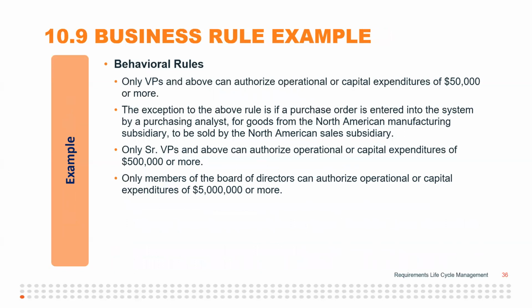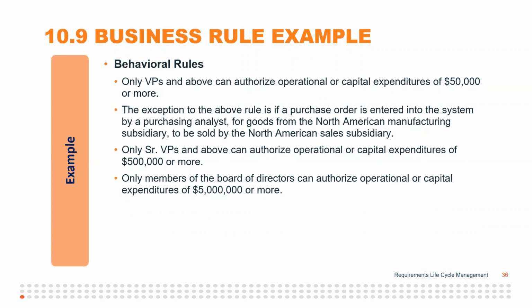So here's an example of some behavioral rules. I've got one here. It says only VPs and above can authorize operational or capital expenditures of $50,000 or more. And then the exception to the above rule is if a purchase order is entered into the system by a purchasing analyst for goods from the North American manufacturing subsidiary to be sold by the North American sales subsidiary. Okay, so that's the exception to the above business rule, behavioral rule.